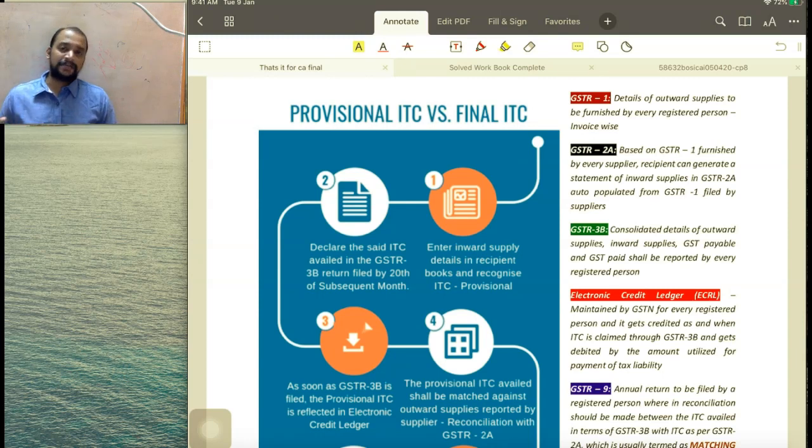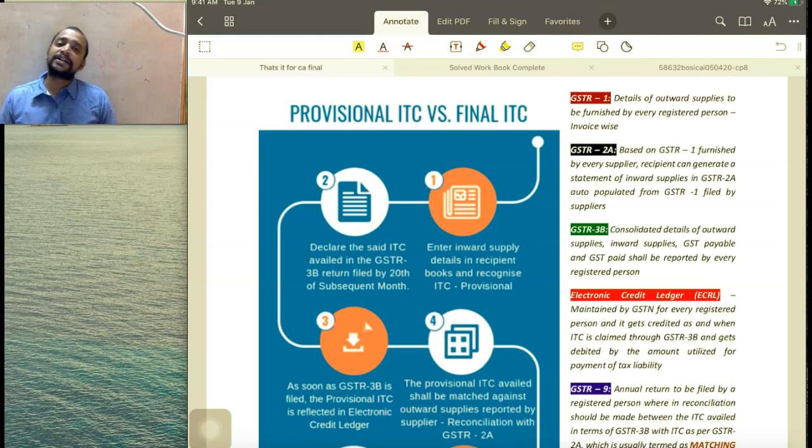Our inward supplies are classified into three here: inputs, capital goods and input services. What are capital goods? Any goods that you buy and capitalize in your books will be known as capital goods. And any goods that you have purchased and not capitalized in your books will be known as inputs. And what are input services? Any service received by the business will be called an input service.